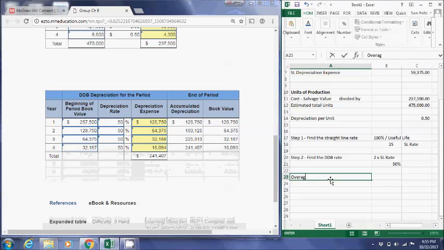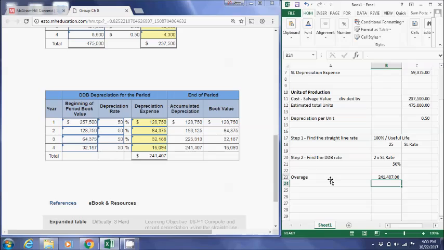Our overage basically was 241,407, but we know that the depreciation needed was going to be 237,500. So our overage, the difference there, is 3,907. So I have to take that away from that depreciation expense.